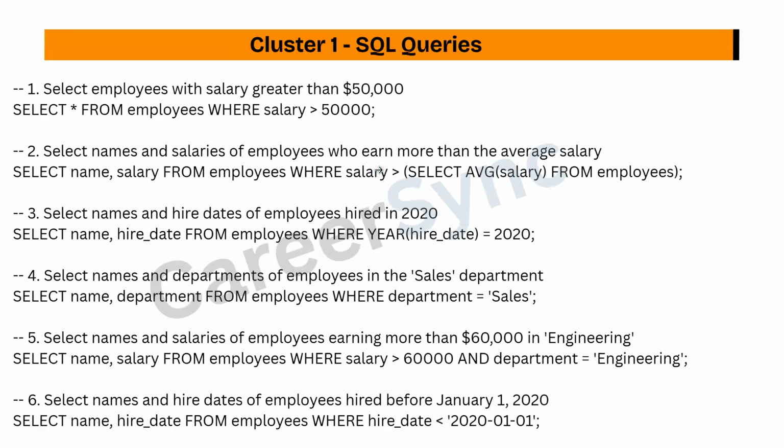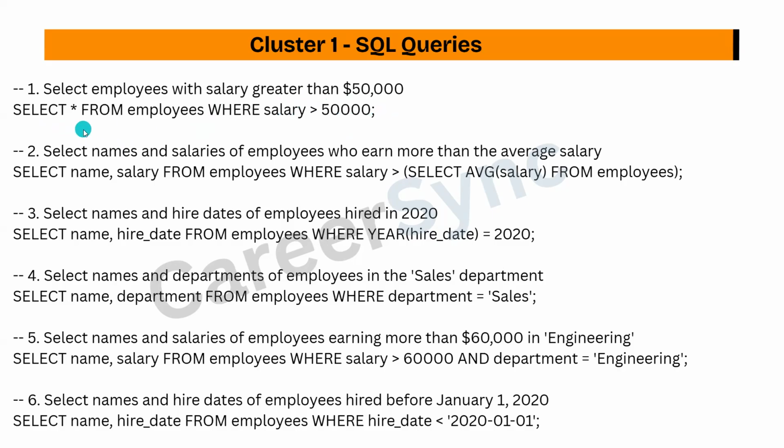SQL queries. These SQL queries were asked in the recent 5 years, and not a single query is out of this syllabus. So focus on this. If you can solve these questions very easily, then you can clear the exam assessment in the upcoming. So now, select employees with salary greater than $50,000.